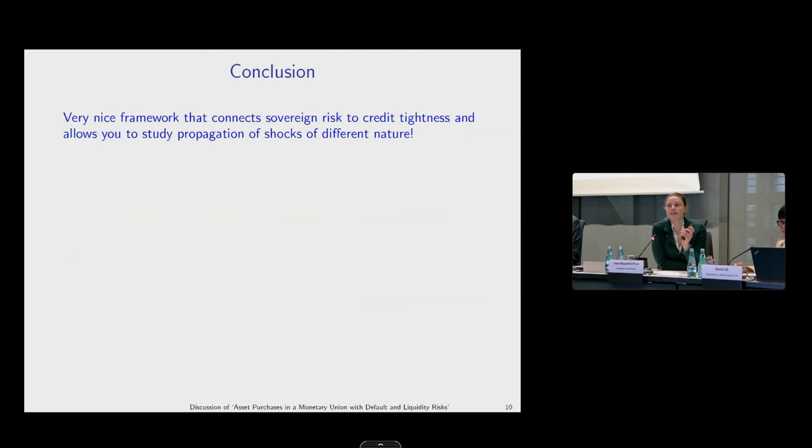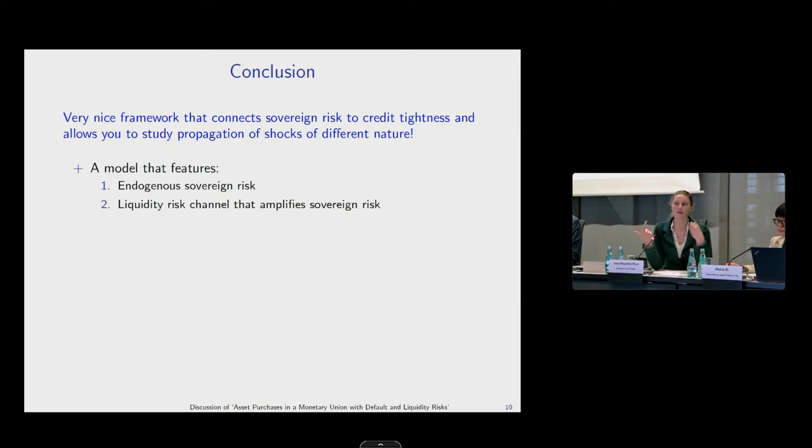So in conclusion, I think it's a very nice framework that connects sovereign risk to credit tightness and allows you to study the propagation of shocks of different nature. And in particular, it's a model that features endogenous sovereign risk and liquidity risk channels that amplify sovereign risk. And there's a very nice technical contribution as well, because it's challenging to solve these regime switching models, and you do it with the machinery of Andrew, I guess.